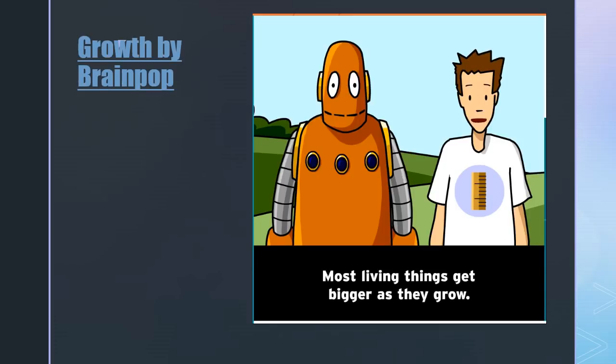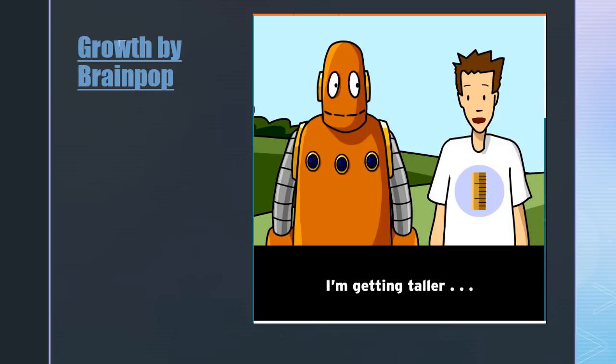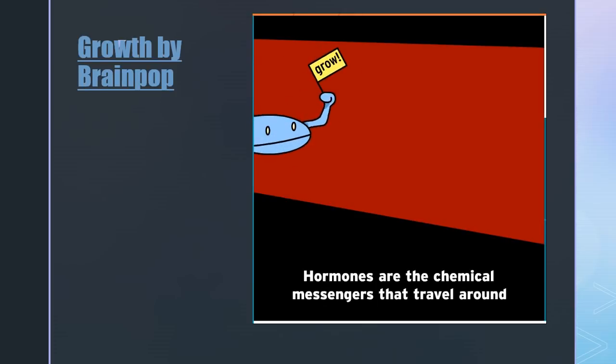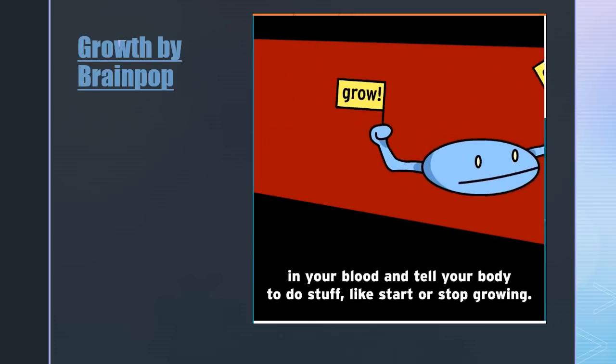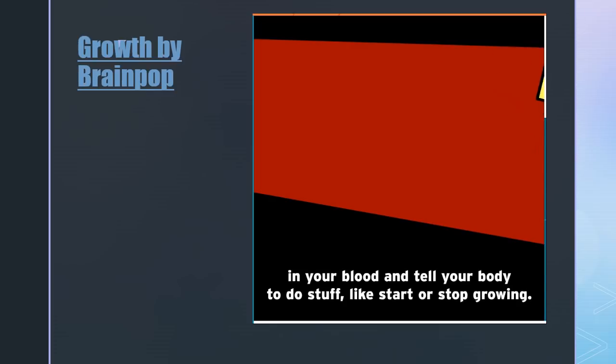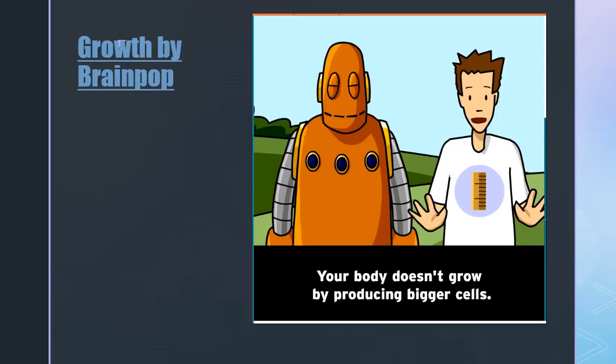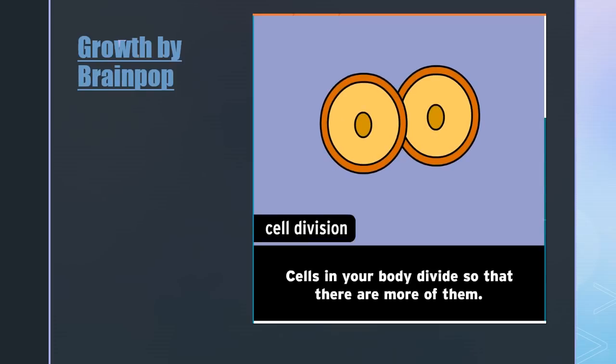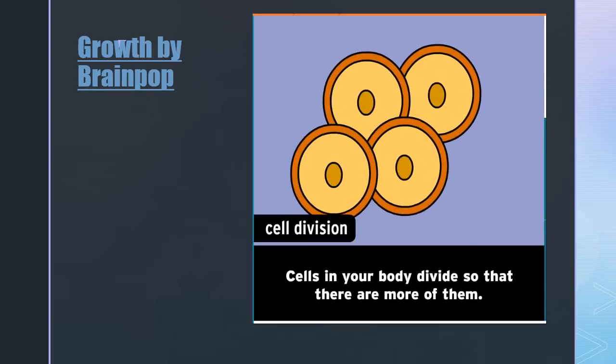Most living things get bigger as they grow. I'm getting taller. Growth and development are controlled by hormones. Hormones are the chemical messengers that travel around in your blood and tell your body to do stuff, like start or stop growing. Your body doesn't grow by producing bigger cells. It grows by cell division. Cells in your body divide so that there are more of them.